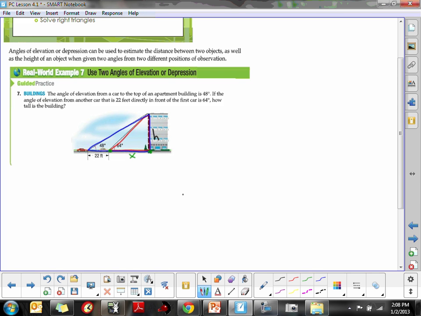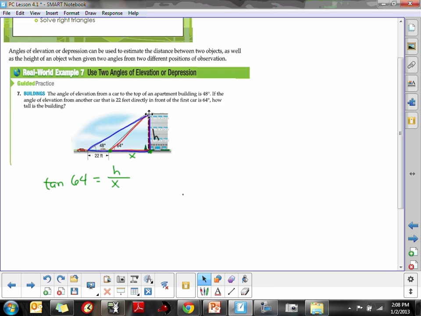So then when I'm looking at this and trying to figure out how to solve this, one of the triangles I'm going to use is the triangle with the 64-degree angle. The tangent of 64 degrees is going to have to equal opposite, which is the h, over the adjacent, which is the x. The height of the building over the horizontal distance the first car is from the building.